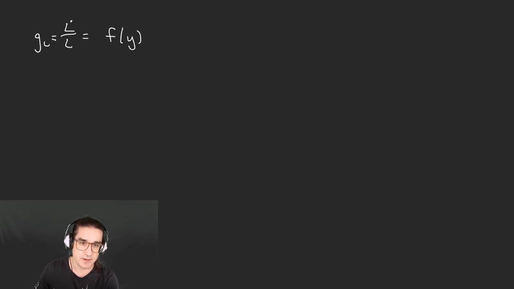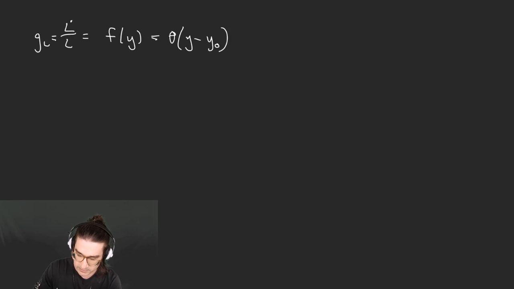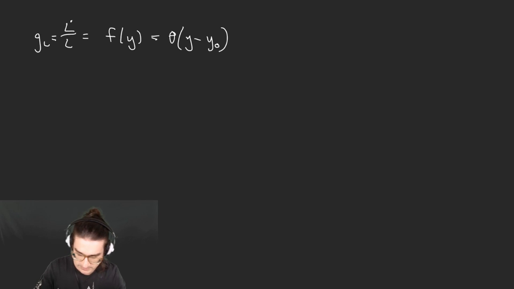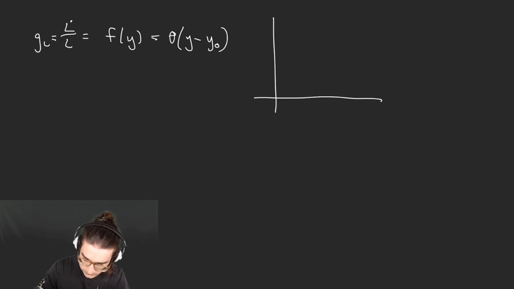So I'm writing F here, and that could be anything. In the basic Malthusian model, a while ago, we wrote this as theta times y minus y zero. So you have some subsistence wage y zero. Above that, you start getting population growth, and below that, you get population loss. That's the pure historical Malthusian model, right?